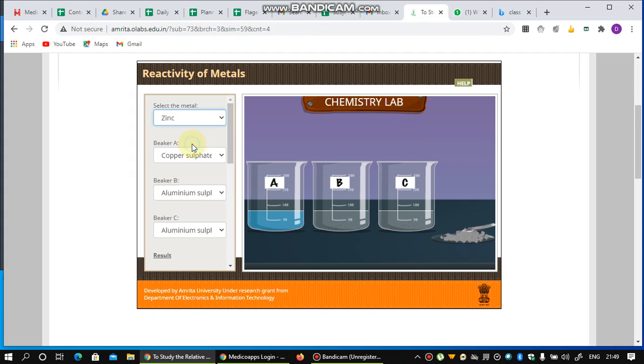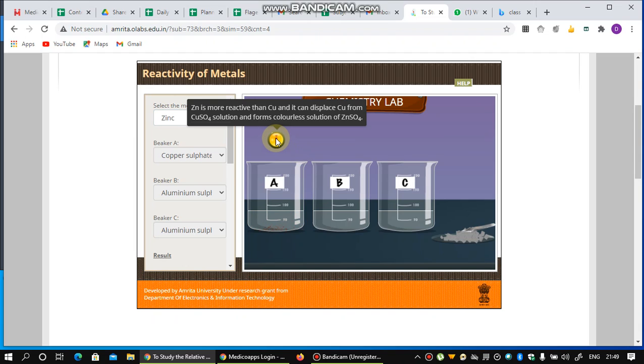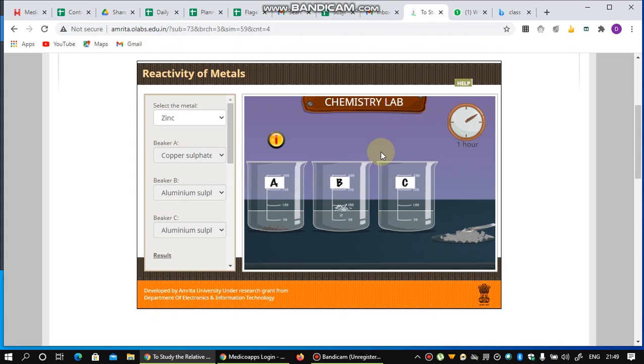Second, we take zinc as a metal. In beaker A, we have taken copper sulfate, putting in zinc, waiting for an hour. So what happens over here? Zinc is more reactive than copper, therefore it displaces copper from the copper sulfate solution and forms the colorless solution of zinc sulfate. In beaker B, we have taken aluminum sulfate, waiting for an hour.